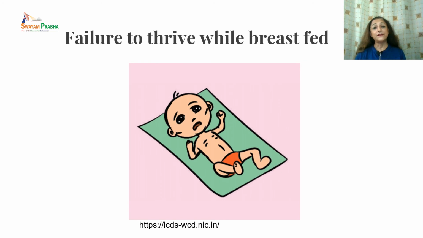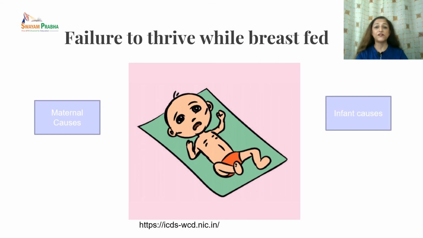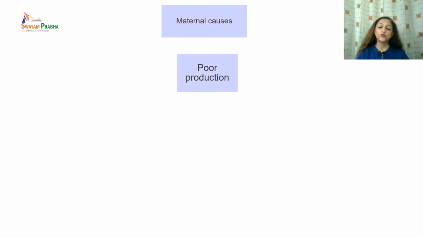There are certain conditions when, despite the breastfeeding, the infant is unable to thrive. Now, the causes for this condition could be either maternal causes or infant causes. So, let us study what these causes are. The maternal causes could be that she is unable to produce enough milk for the infant. Now, what could be the reasons that the mother is unable to produce a sufficient amount of milk?